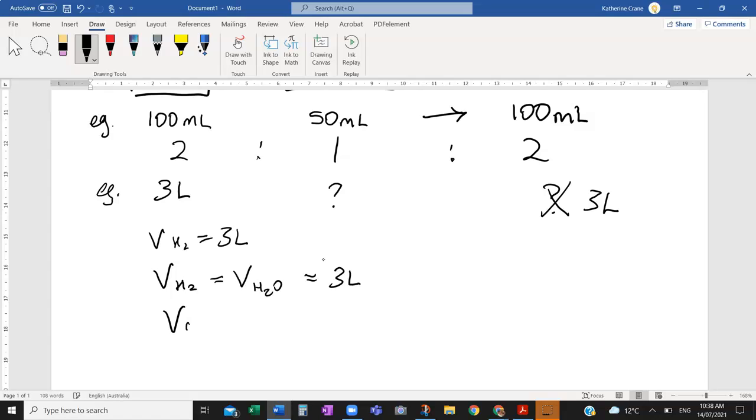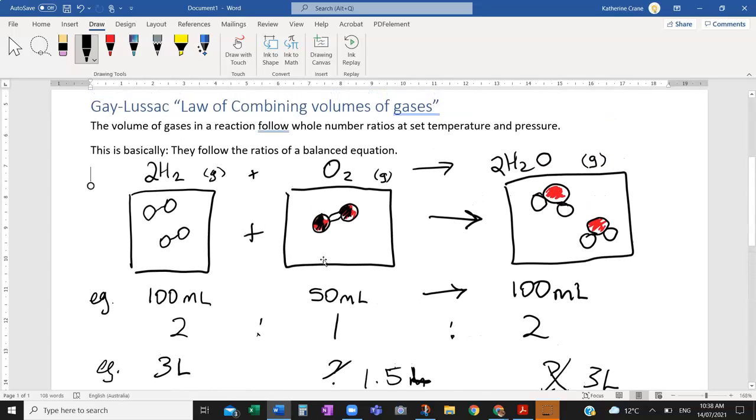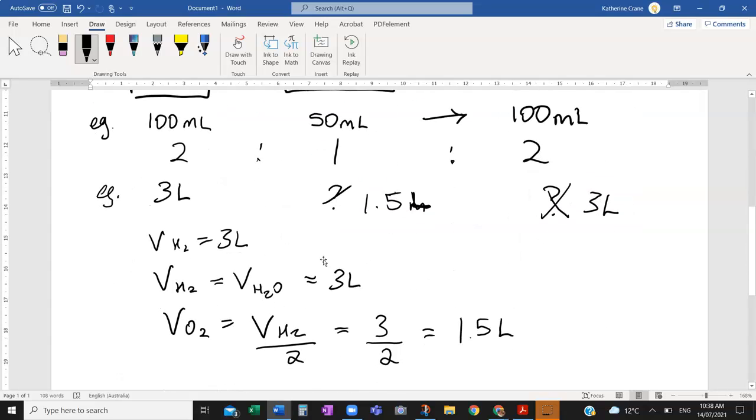And for my volume of oxygen, I know it's my volume of hydrogen divided by 2. So that will be 3 divided by 2, which is 1.5 litres. So that's the law of combining volumes, and that just makes it a lot easier. You don't have to convert to moles, because the same volume of gas at the same temperature will have the same number of particles.